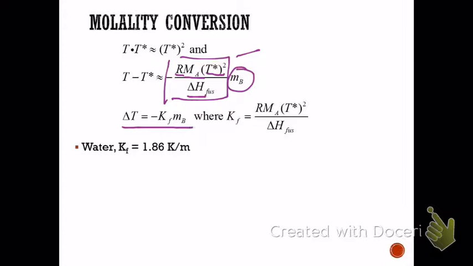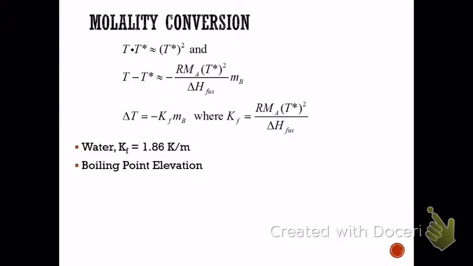that, combine all those constant terms into one term, K sub F, which we call the cryoscopic constant, to end up with the general expression, which you saw in general chemistry, that the freezing point depression is equal to negative K sub F times the molality, where K sub F, of course, is equal to this combination of terms. So if you have information about the solvent, its melting point, its molar mass, and its enthalpy of fusion, you can calculate the cryoscopic constant. Note that for water, that cryoscopic constant is equal to 1.86 Kelvin per molal.